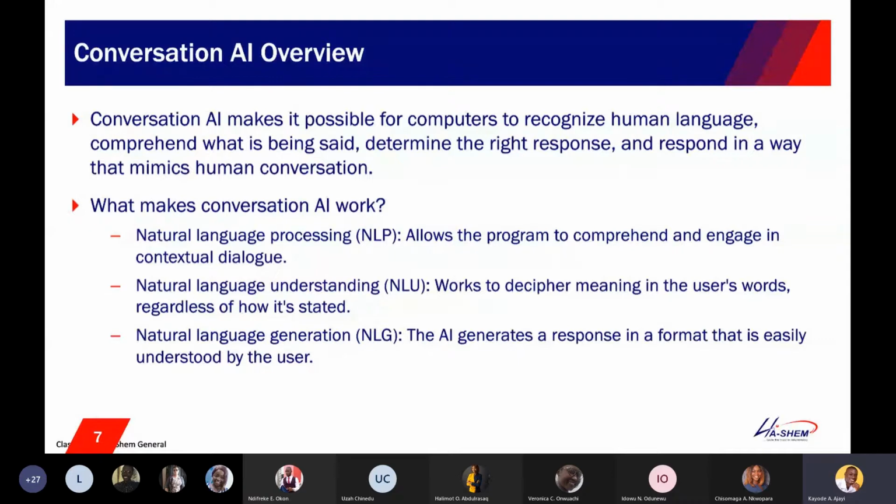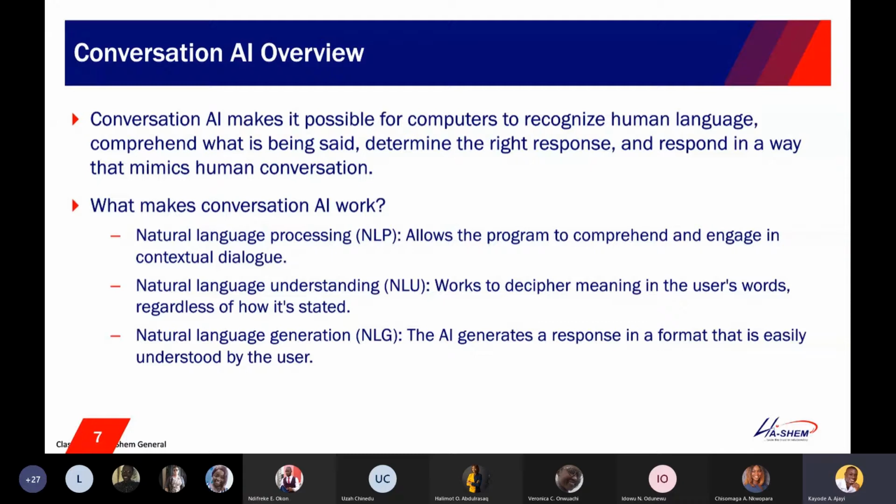It's quite similar to natural language understanding, because with natural language understanding, you decipher the meaning in the user's words regardless of how it's stated. Natural language processing is really based on a text level. For a particular text, you are able to process it and get the tenses, whether it's a past tense and all of that.